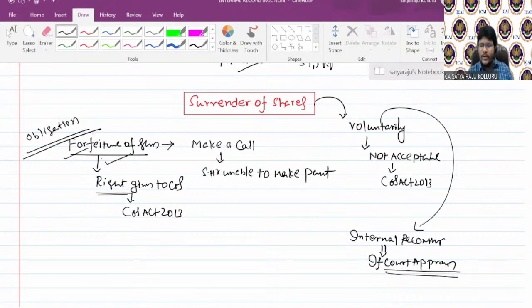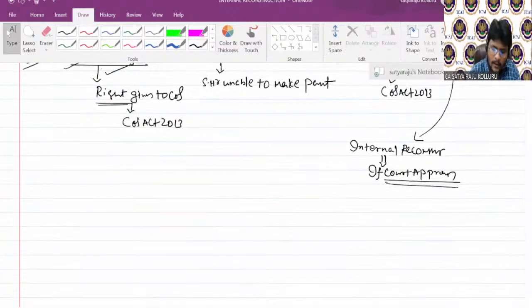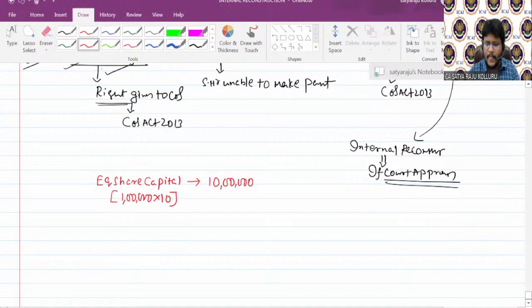Now, what is the accounting treatment in case of surrender of shares? Let me explain here. Let us assume in equity share capital I have a total of 1 lakh equity shares. Face value is 10 rupees. Total amount of equity share capital is 10 lakhs. This is the total amount of equity share capital and the number of equity shares is 1 lakh.